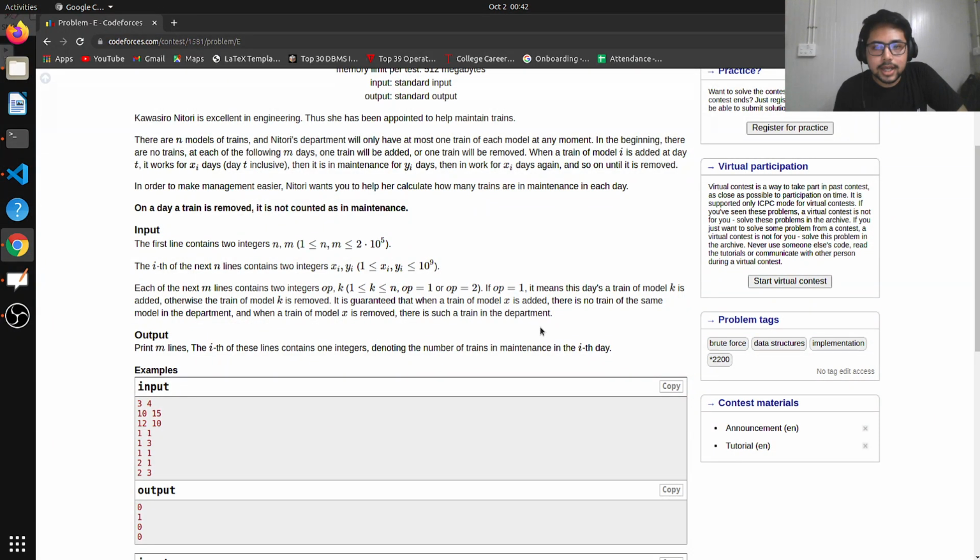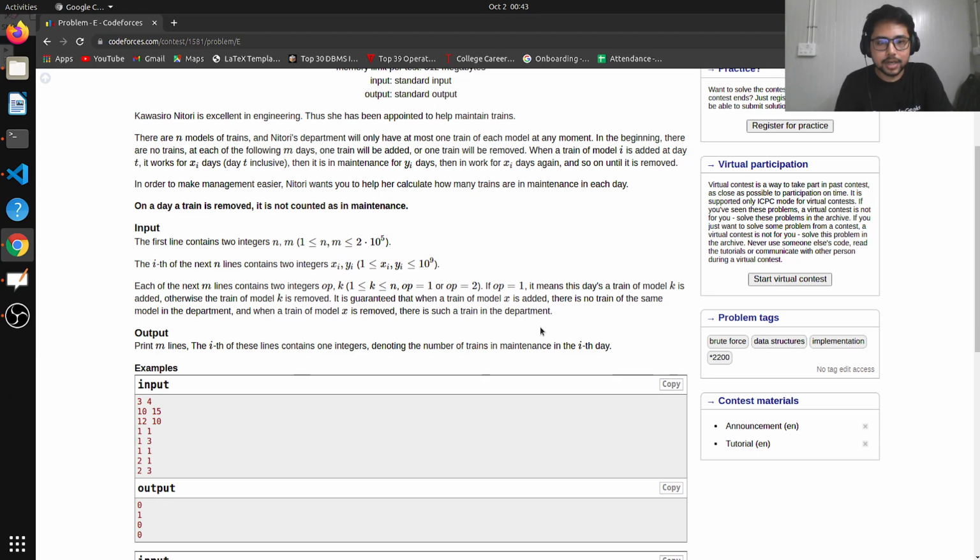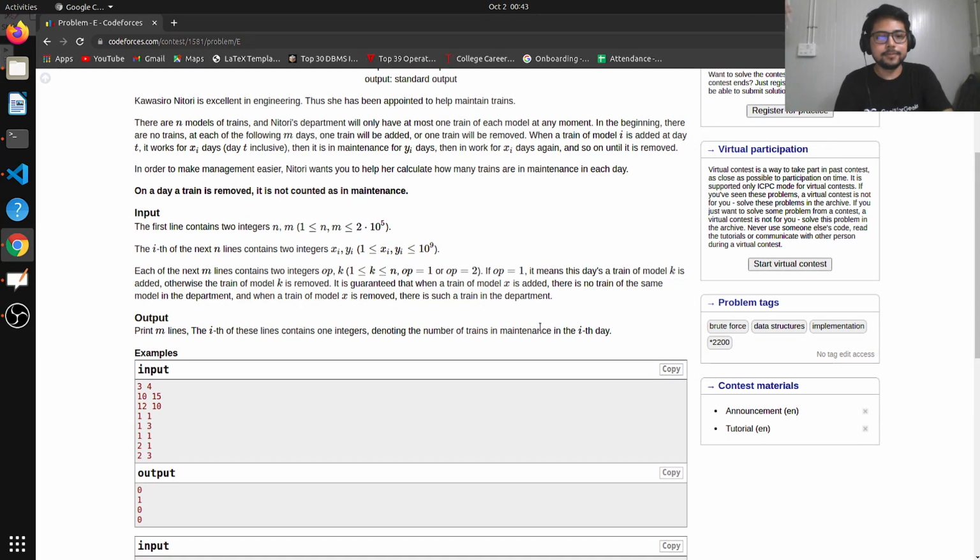When a train of model i is added at day t, it works for xi days, including the t-th day. So the day on which it is added, it also works on that day. Then it is in maintenance for yi days, then it works for xi days again, and so on until it is removed. The final part of this paragraph is very important to understand.